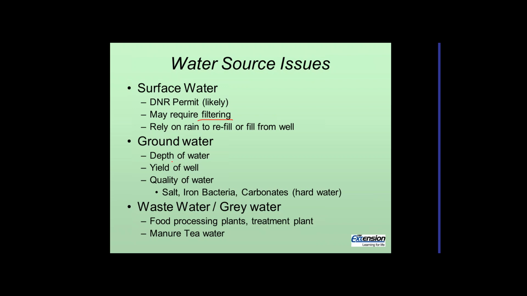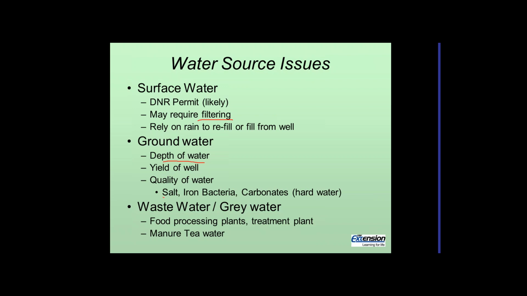Groundwater, some of the important things there is depth to water. So most places where we irrigate, it's sandy soils, and often the water depth is fairly close to the surface of the earth. We will need a yield or a capacity. This is typically in gallons per minute to provide water.